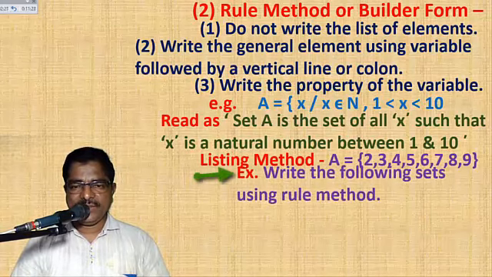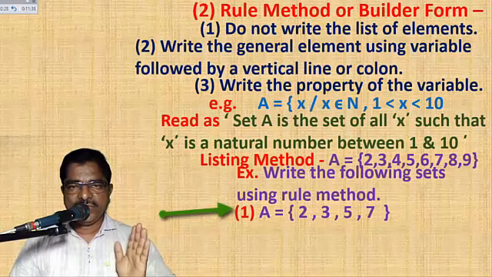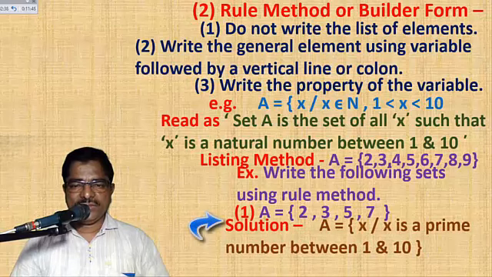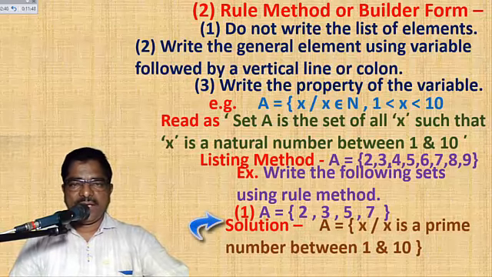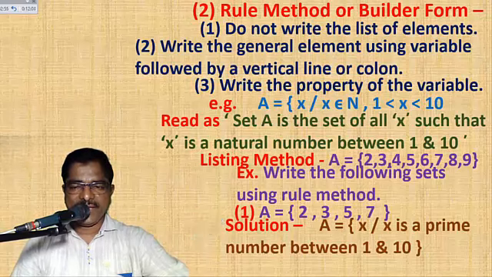Then example: write the following set using the rule method. A is equal to 2, 3, 5 and 7. That set we write in rule method. In the solution, A is equal to x such that x is a prime number between 1 and 10. 2, 3, 5, 7 are the prime numbers, therefore we write it here.